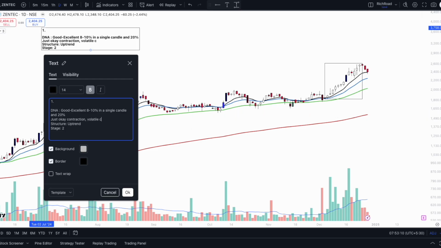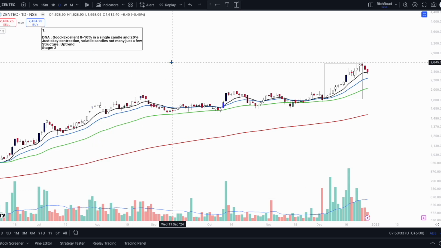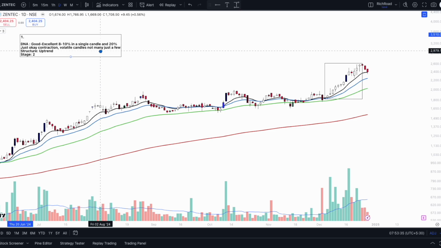Volatile candles, not many, just a few, right? That's the observation regarding our contractions. Okay, I like the good up moves, the DNA, and the structure is clearly an uptrend, the stages too. So these are the important points that you have to see whenever you're planning a trade. Now, once we are done with this, I'll just keep it over here.